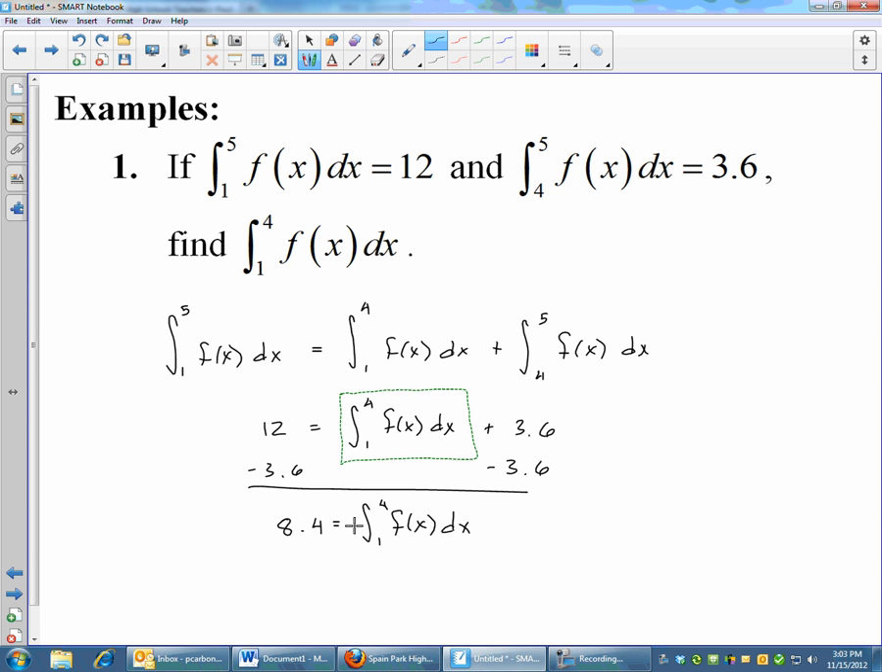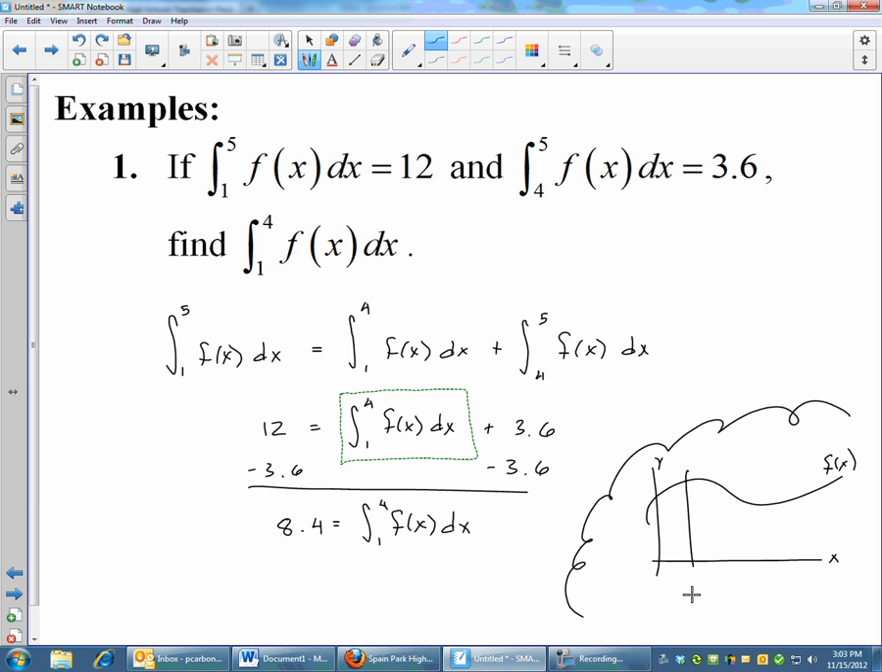Yeah? So that's kind of how those properties are at play. Now some of y'all are thinking, well, why don't we just kind of sketch this out? Because this is the algebraic way of solving it that I just did. If you're a graphical thinker, then you may be thinking, okay, here's my x-axis, here's my y-axis, I have some function, f of x. I know that the overall area from 1 to 5 is going to be 12, and the small area from 4 to 5 is 3.6.